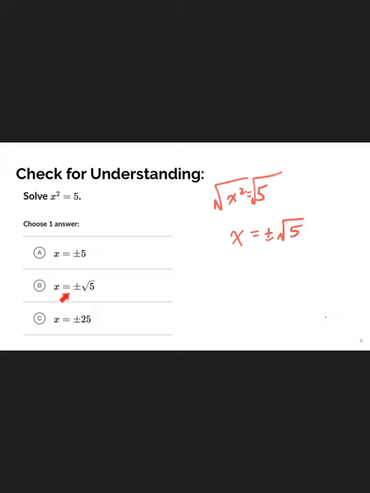This looks like answer choice B. So I know that answer choice B is going to be my answer. However, if I actually wanted to estimate this, I would put square root of 5 in my calculator. And when I take the square root of 5, it should be around plus or minus 2.23. Okay, so that's approximately my answer, and then my exact answer would be x equals plus or minus square root of 5.